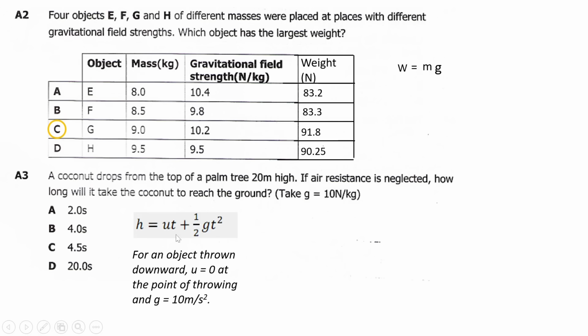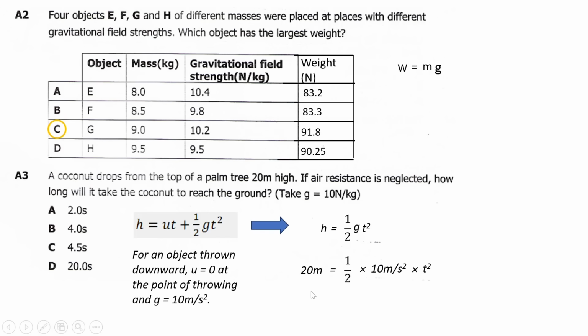So if we put 0 here, we say 0 times time, it will be 0. So the equation becomes H is equal to, this part will be 0, it will remain with this part here, which is half times gravity times time squared. Now you start substituting because you are given height as 20, so you put 20 here is equal to half, then times gravity, which is 10, you put there, times time squared.